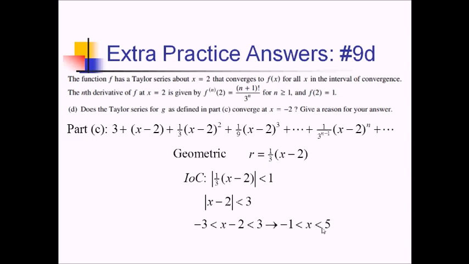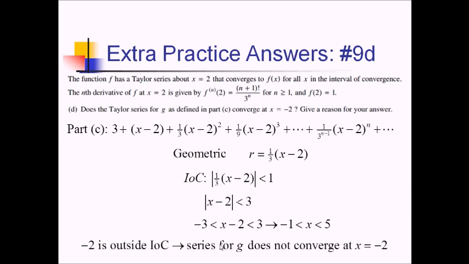And now let's take a step back because we wanted to know if our series was going to converge at x equals -2. Well, -2 is not between -1 and 5. It's outside our interval of convergence. Since it's outside, we can say for certain that our series will not converge at x equals -2. It will diverge.